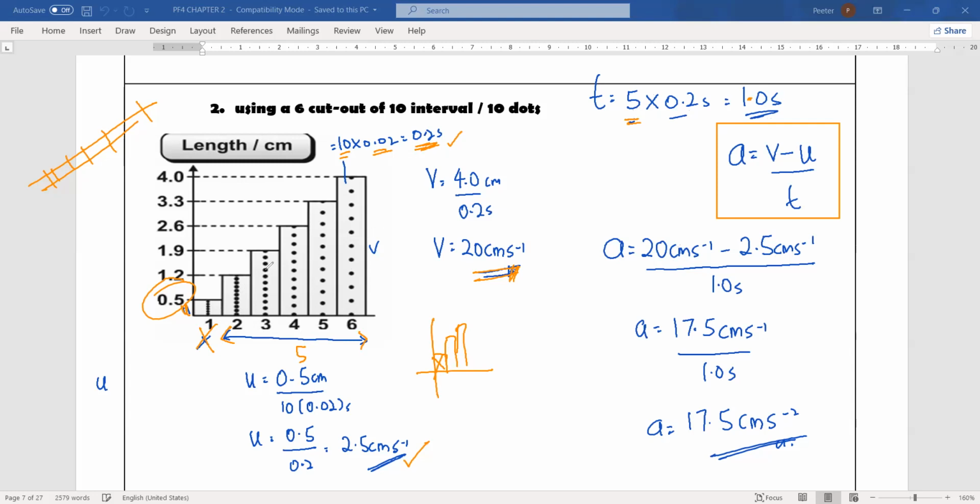So 20 minus 2.5, all right, over 1, we get 17.5 cm per second squared. This is the acceleration for this part of the paper.